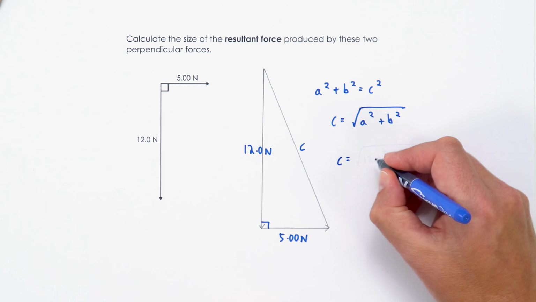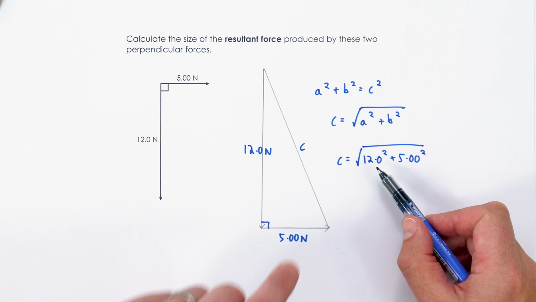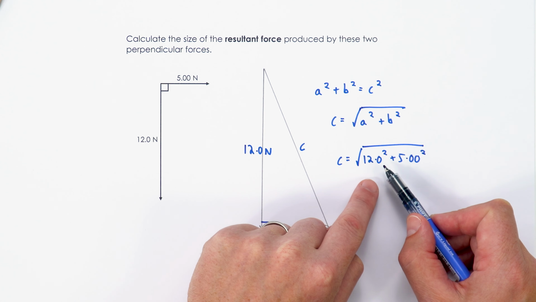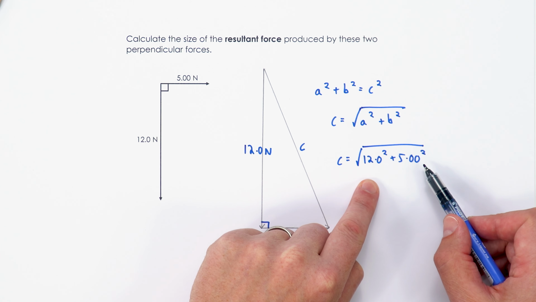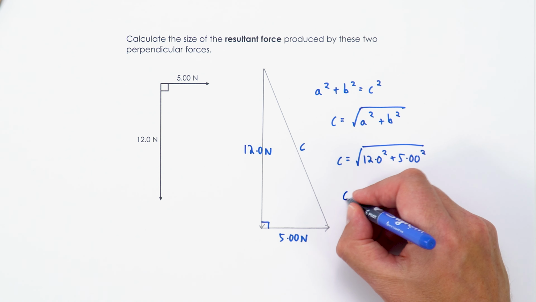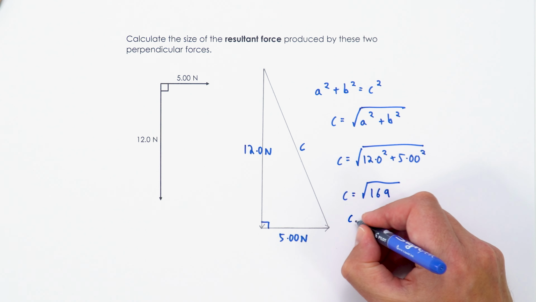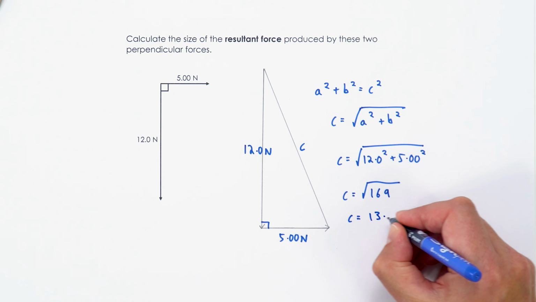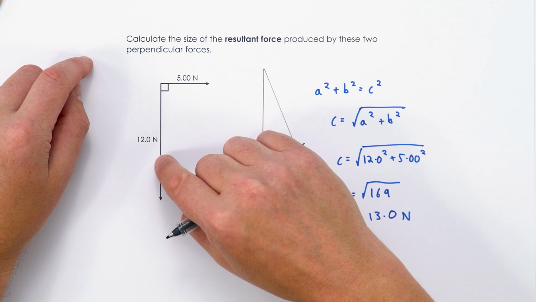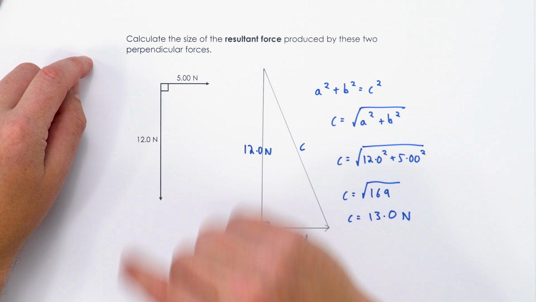We can put the numbers in, and that's then going to be the square root of 12 squared, which is 144, plus 25, so it's going to be the square root of 169, which happens to be equal to 13.0. So that's the size of the resultant force of these two vectors that we have over here.